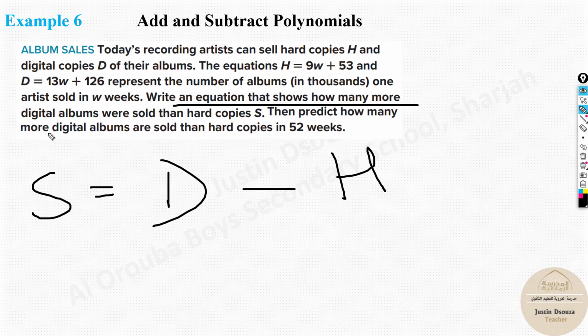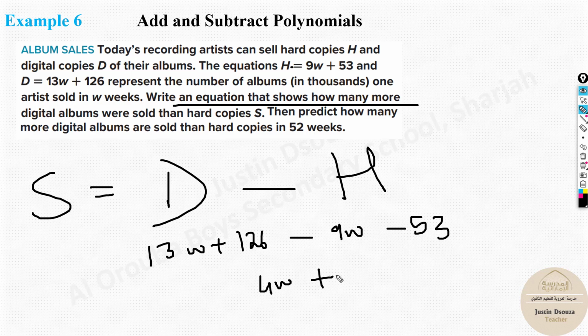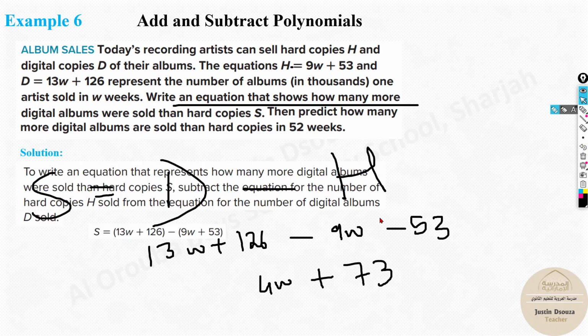Then whatever answer you get, you must just substitute this. Let's do one by one. You can see over here, D is 13W plus 126, and I will just subtract this directly, minus 9W minus 53. Why? Because both the things become minus, so it changes its sign. Now solve it. 13 minus 9 is 4W, plus 126 minus 53 is 73. So that must be the answer.